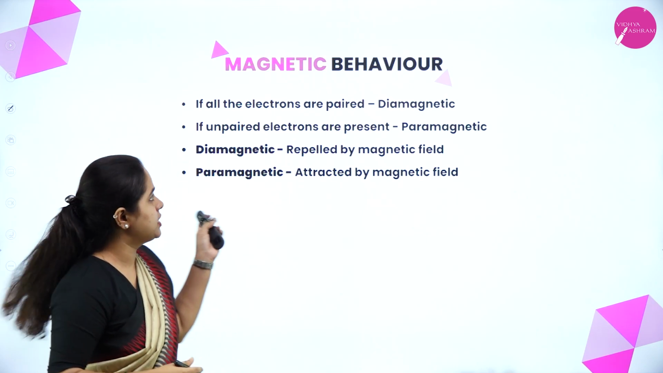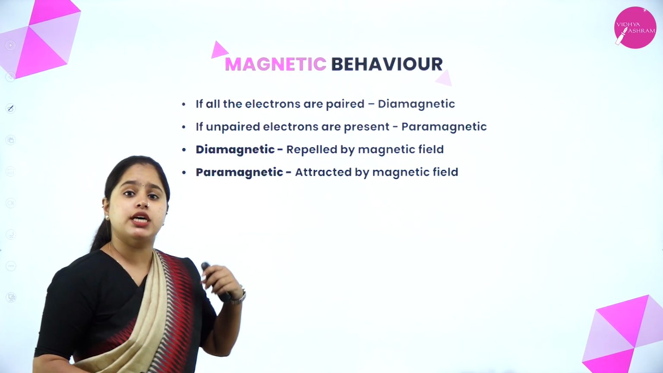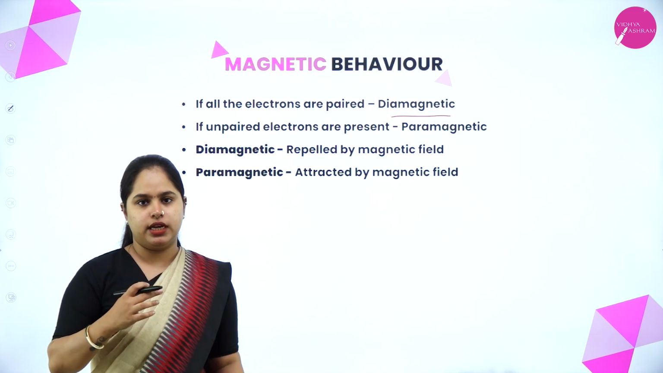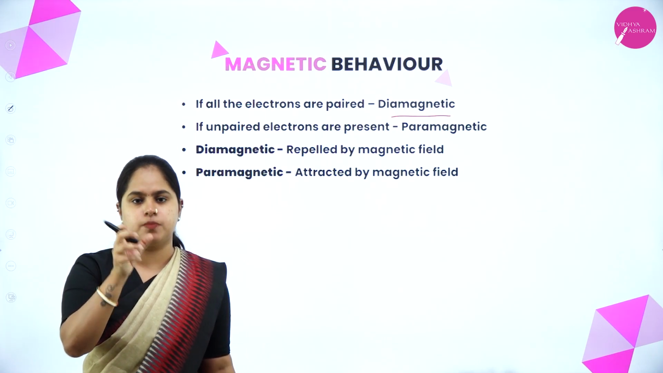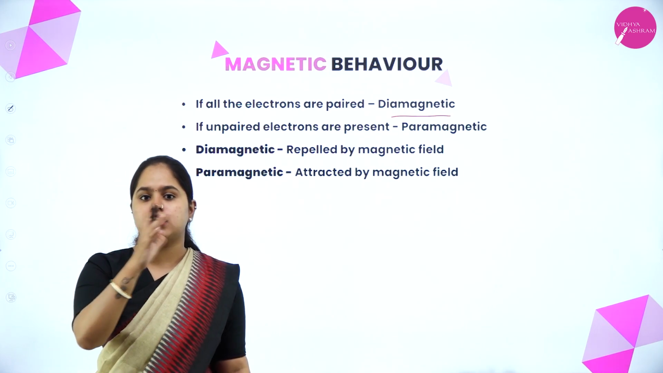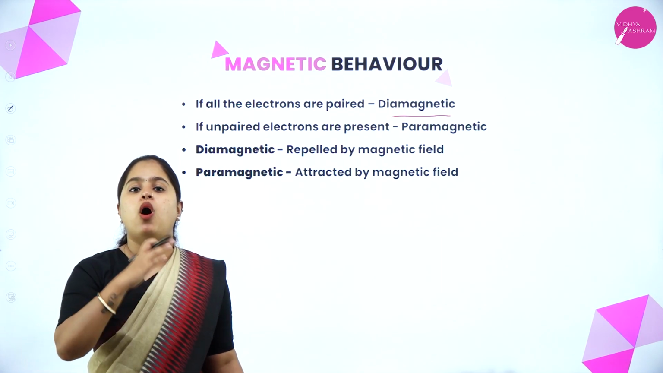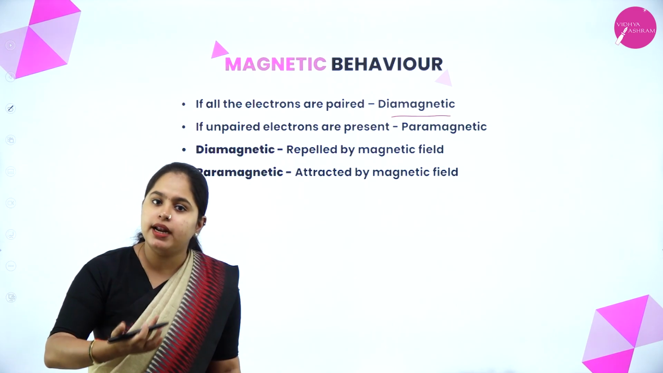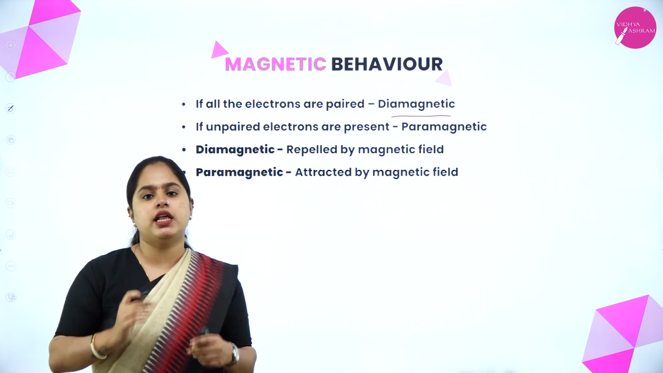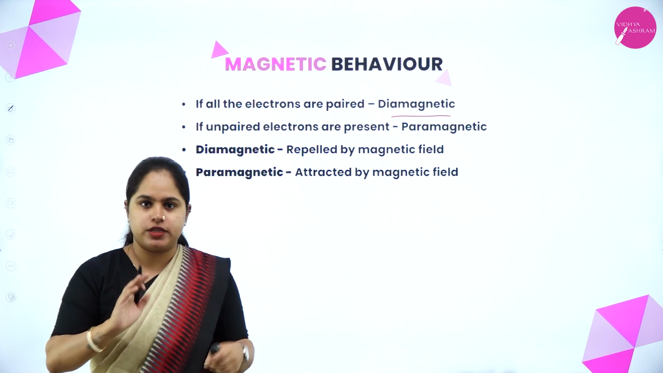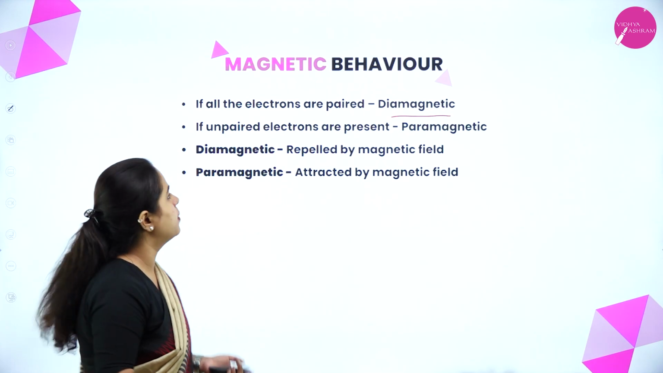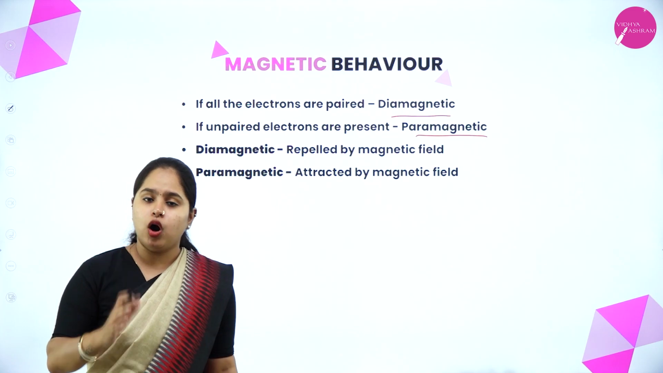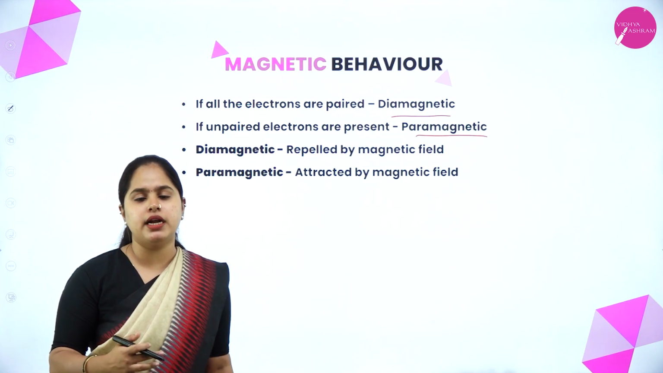So now moving on to the next one, that is magnetic behavior. If all the electrons are paired, then we say that the molecule is diamagnetic. We know that only 2 electrons can be accommodated in a single orbital. So if both electrons are present in it, that is, if the electrons are paired, and in the whole molecule all the electrons are paired, then it is a diamagnetic molecule. And if only one electron is present in an orbital and no other electron is present to pair it up, we say that there are unpaired electrons. So if unpaired electrons are present, the molecule will be paramagnetic. If all the electrons are paired, it is diamagnetic, and if unpaired, it is paramagnetic.